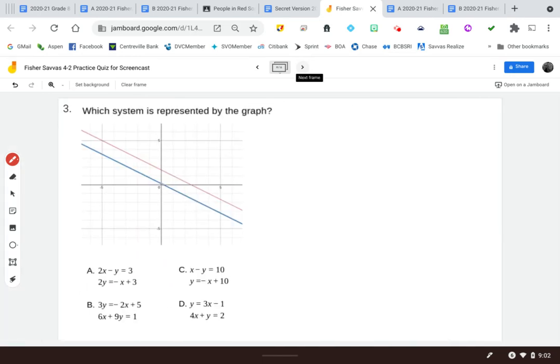Okay, let's go to problem 3. So problem 3, which system is represented by the graph? The first thing that you should notice is that these two lines are parallel. And if these two lines are parallel, and I'll write that here to remind us, that means that they have the same slope.